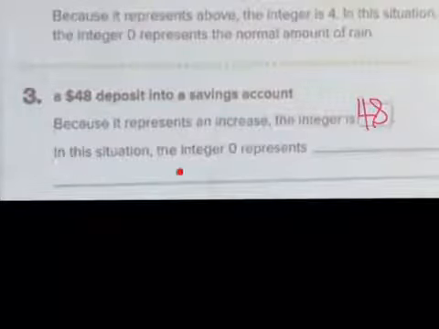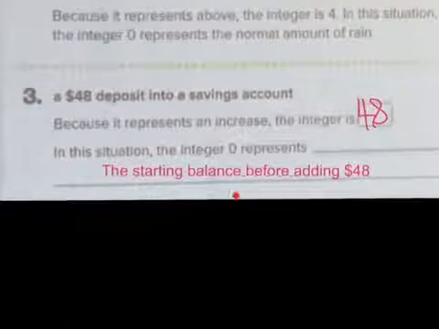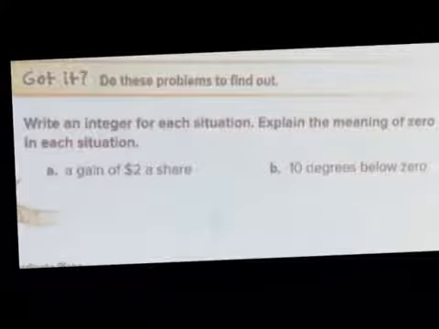In this situation, the integer 0 represents the beginning of the account, the starting balance before you added 48 to it. Please copy it down. The starting balance before adding $48. That's what 0 represents.